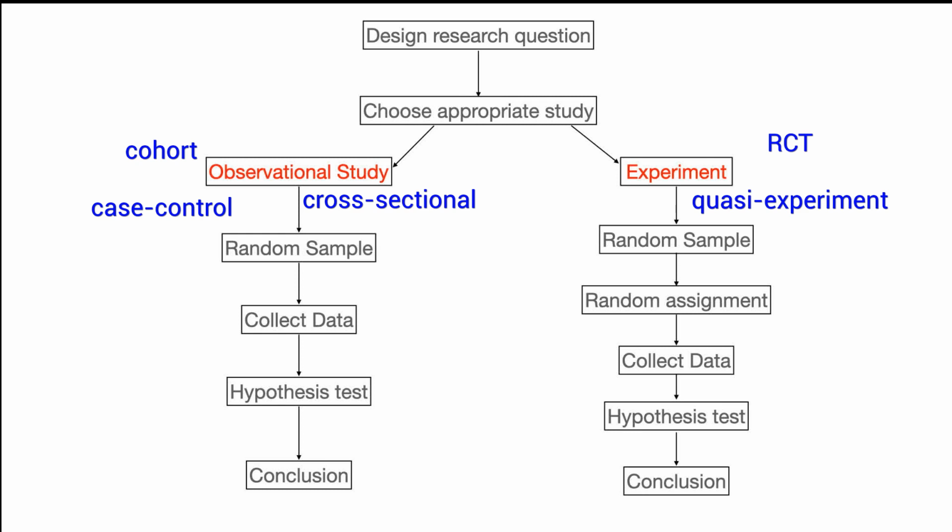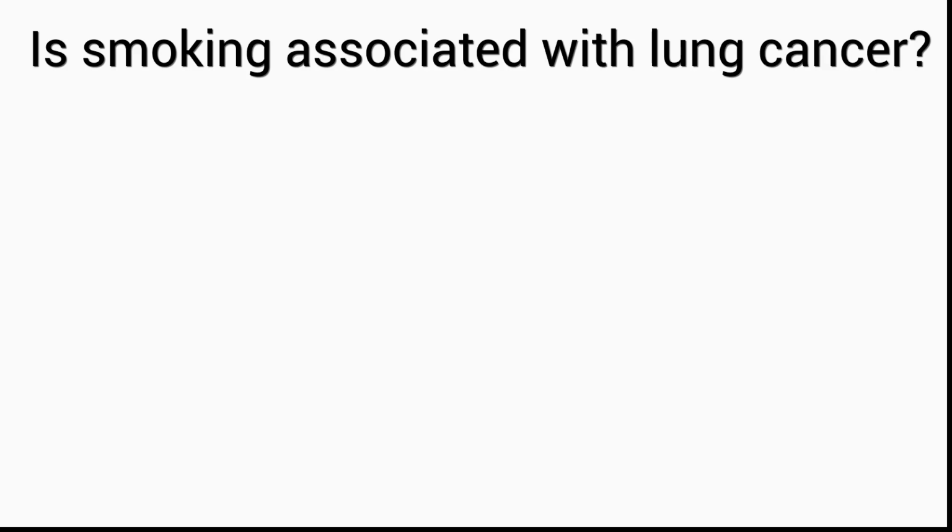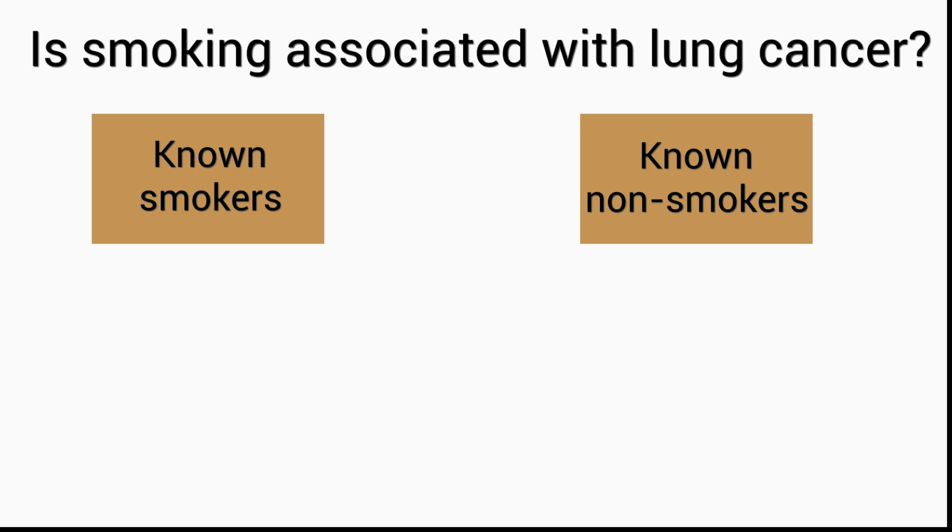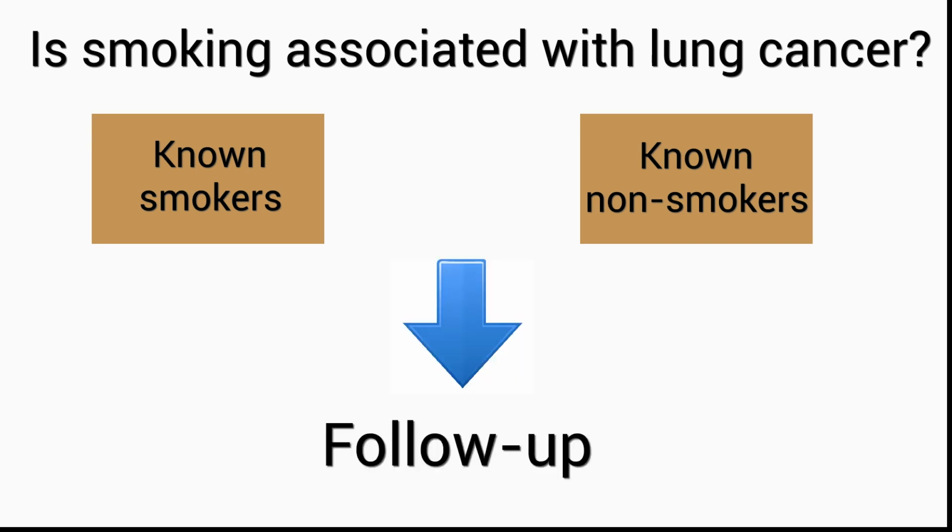So let me give you an example to help illustrate this. Suppose we want to answer the question, is smoking associated with lung cancer? In the observational study version, we would randomly sample from a group of people that we already know to be smokers, along with non-smoker controls. After a follow-up period, we can calculate rates of lung cancer within both groups and then compare them.